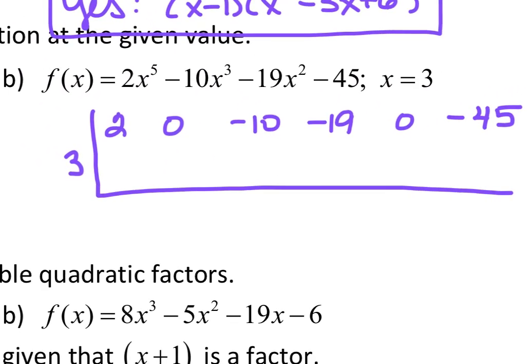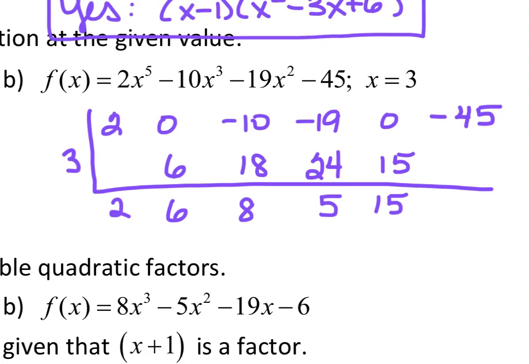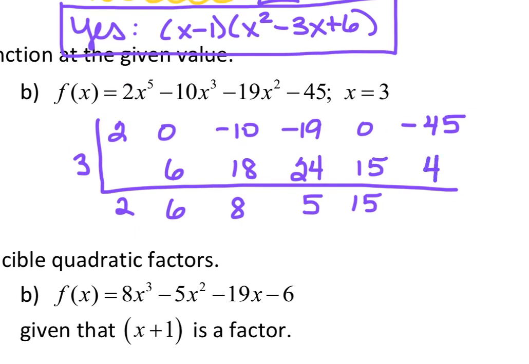Bring down the 2. 2 times 3 is 6. 0 plus 6 is 6. 6 times 3 is 18. Negative 10 plus 18 is 8. 8 times 3 is 24. Negative 19 plus 24 is 5. 5 times 3 is 15. 0 plus 15 is 15. 15 times 3 is 45.